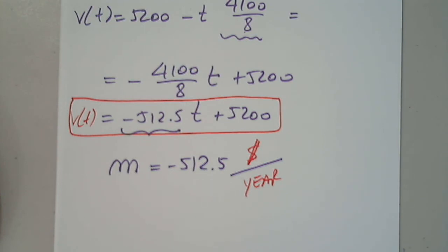And find the book value of the machine after 0, 1, 2, and 8. We know after 8, definitely it's 1,100. It has to be. After 0, we know it's 5,200 because that's what we purchased it for.